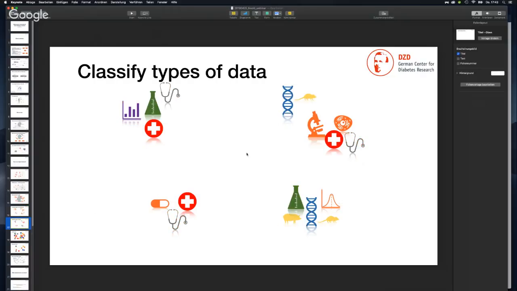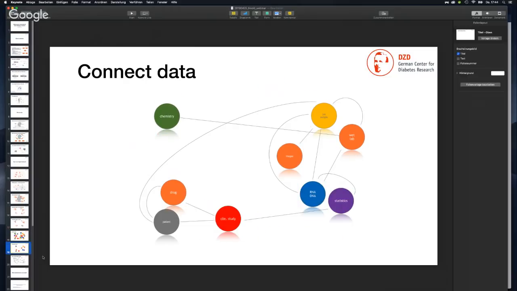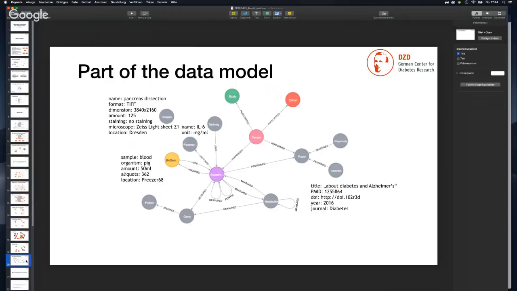And I started to classify them, let's say, animal model data here in yellow, and here we have basic research data here and there. And this is pretty obvious to give them labels. And this is where we come now to Neo. We label and classify the data sets, and we connect them. And this is basically our data model. I can give you a short example of what we store at the nodes here on a meta level.